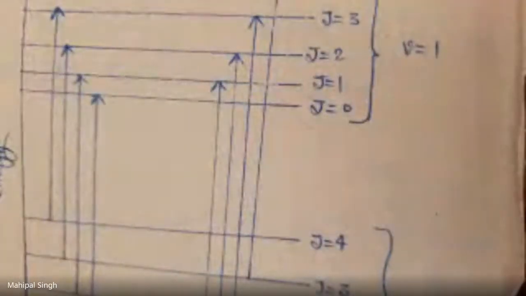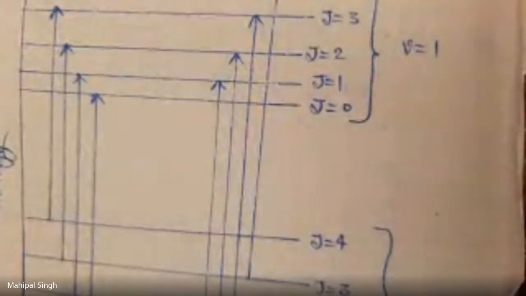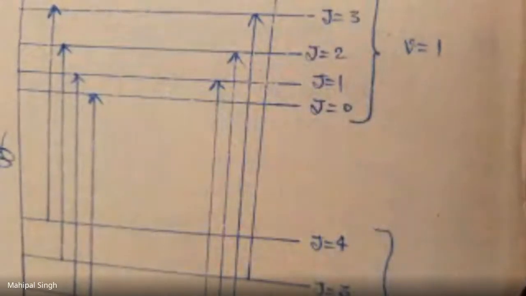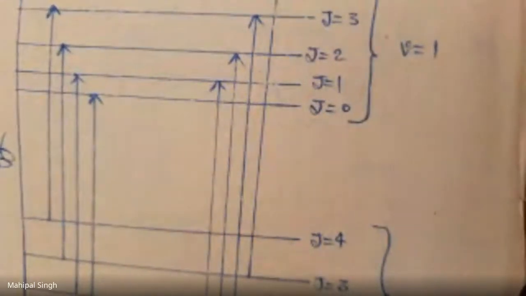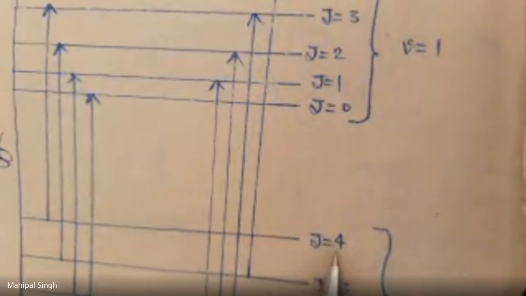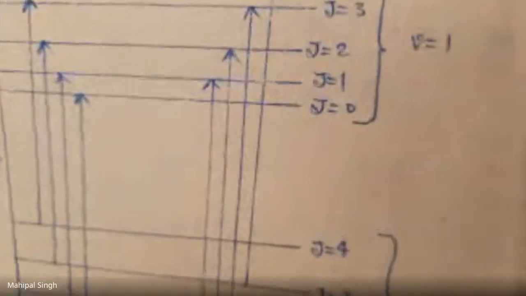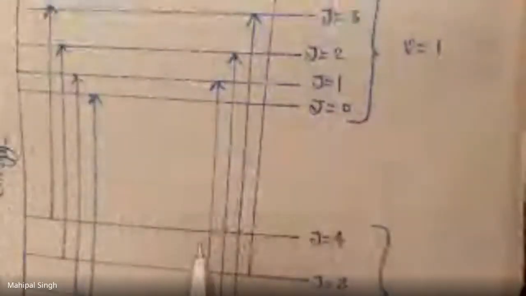And this figure 22 shows the J equal to 0, J equal to 1, J equal to 2, J equal to 3, and J equal to 4 levels of a diatomic molecule for V equal to 0, and for V equal to 1 vibrational states. It also shows the absorption.